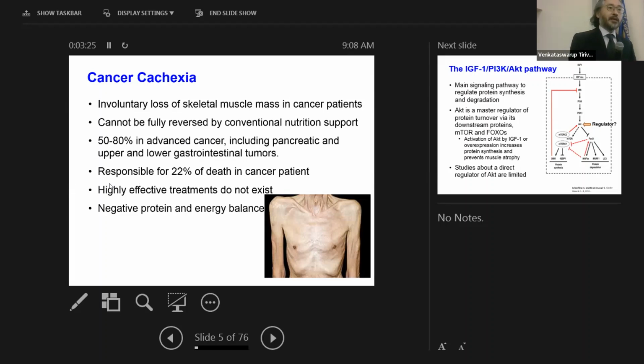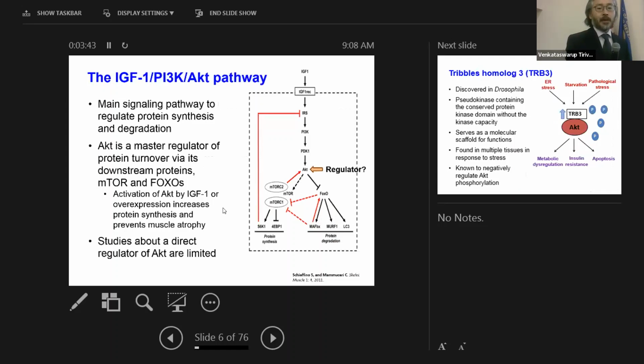Well, now we know that it's a very important issue. However, a highly effective treatment does not exist. That's a really key problem. The common feature of cancer cachexia includes negative protein and energy balance. Let me begin to talk about protein mass regulation.